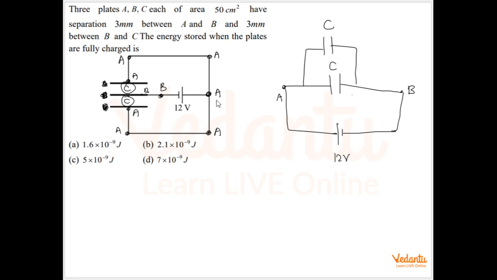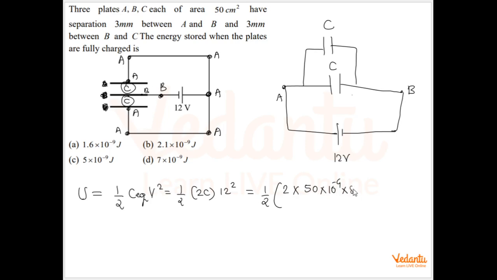Now my dear bachcha log, what will be the total energy stored in both of these capacitors? That will just be half into C equivalent into V square. That will be half into 2C into 12 square. That will be half into 2 into A epsilon naught by D. So area my dear bachcha log is 50 centimeter square. Epsilon naught is 8.85 into 10 power minus 12. A epsilon naught divided by D. D is 3 mm. Multiplied by 12 square.